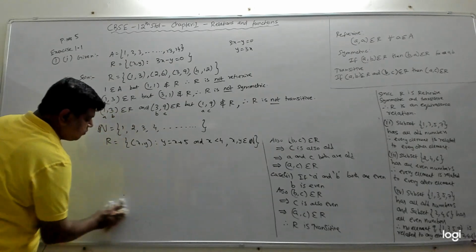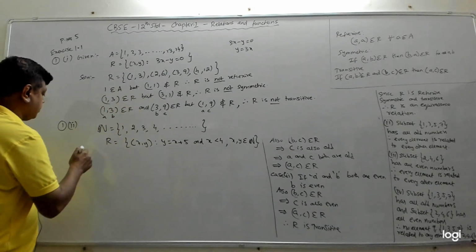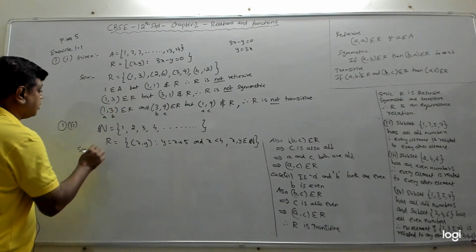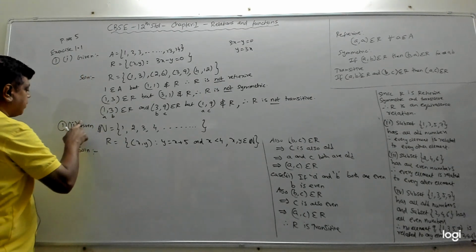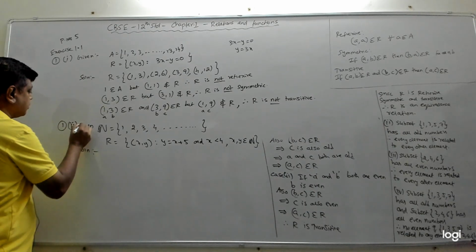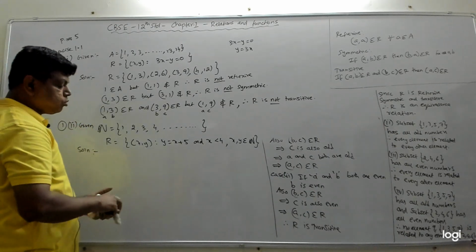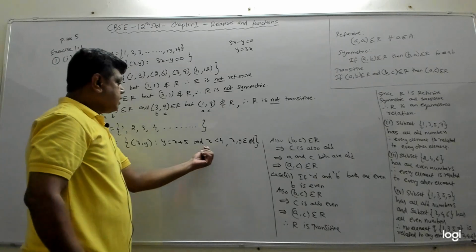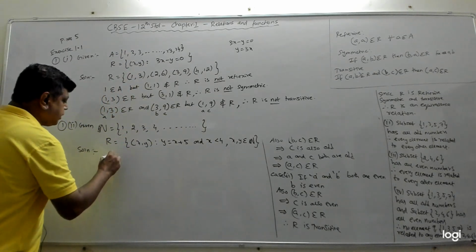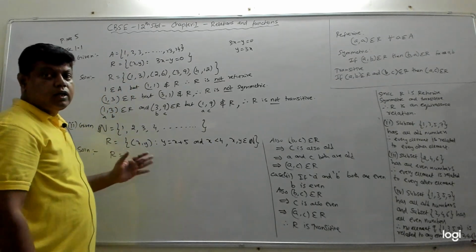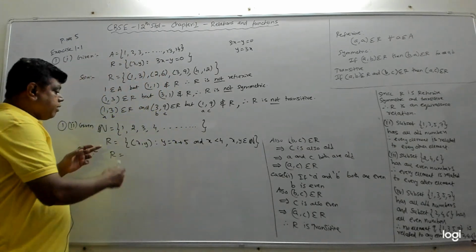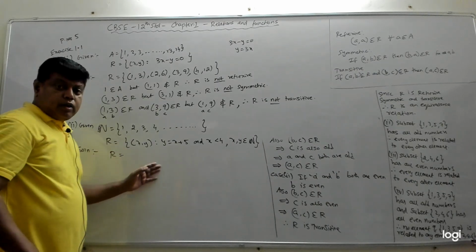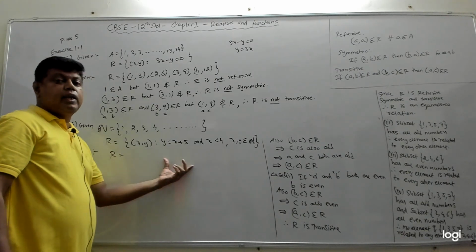Now we will try to see if we can write the relation in the roster form. So this is given. This is the solution. Now x is less than 4. Let's start writing the R set. So whenever they ask you to check whether it is reflexive, symmetric, transitive, see if you can write this R in the roster form, which means can we list the elements.